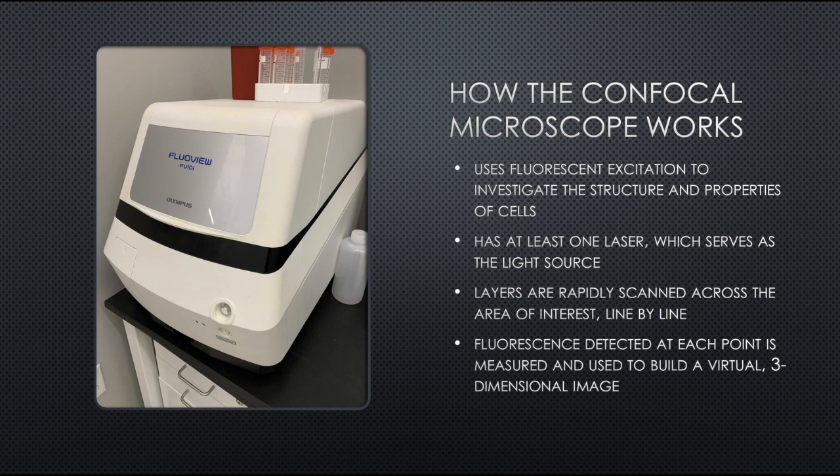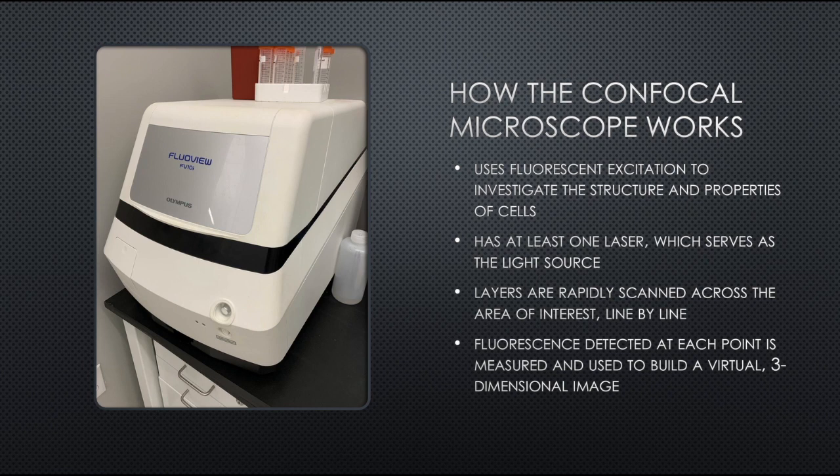One tool they use is confocal microscopy. In this video, we will discuss how scanning confocal laser microscopy, or confocal microscopy for short, works and is used. Confocal microscopy uses fluorescent excitation to investigate the structure and properties of cells and other materials. The confocal microscope typically has at least one laser, which serves as the light source. Layers are rapidly scanned across the area of interest, line by line. The fluorescence detected at each point is measured and used to build a virtual 3D image.